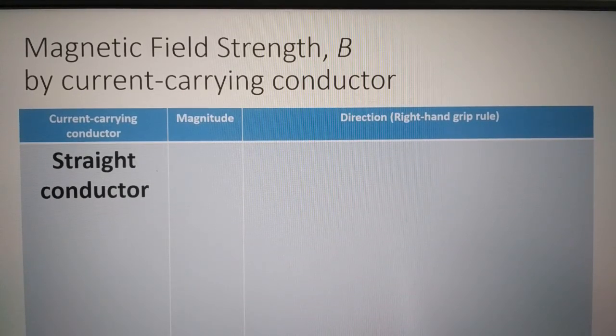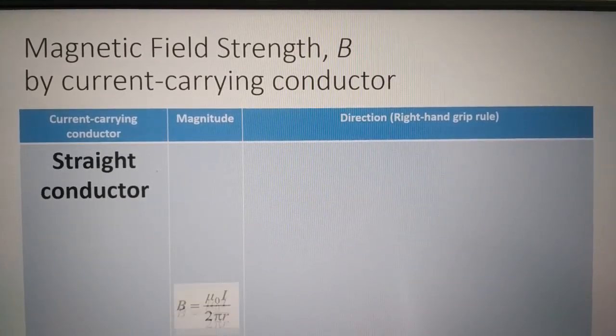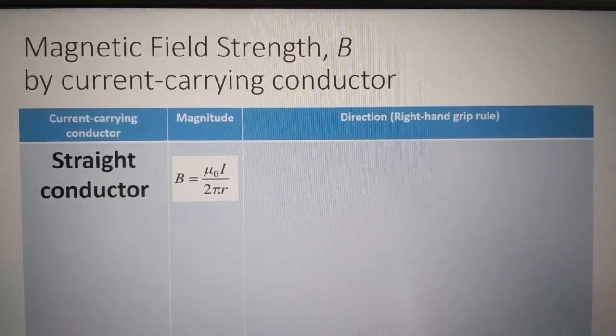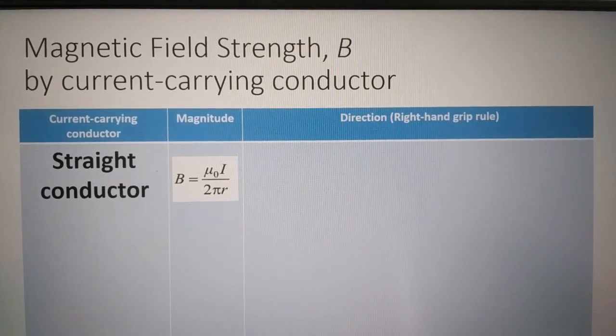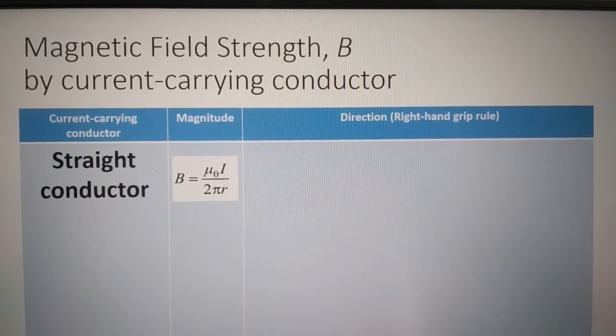So how can we determine the magnitude of the magnetic field strength produced by the straight conductor? This is the formula that you should use. B equals mu naught I over 2 pi r, where mu naught is the permeability, I is the current that passes through the conductor, and r is the distance from the conductor to the point where you want to find the magnetic field strength.